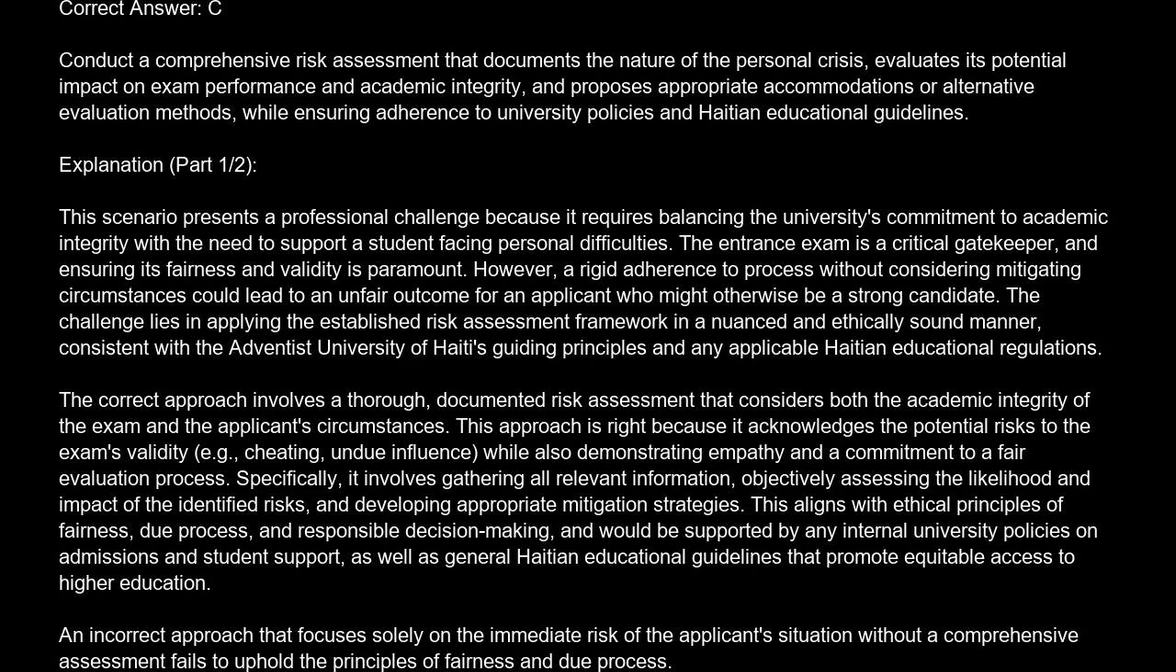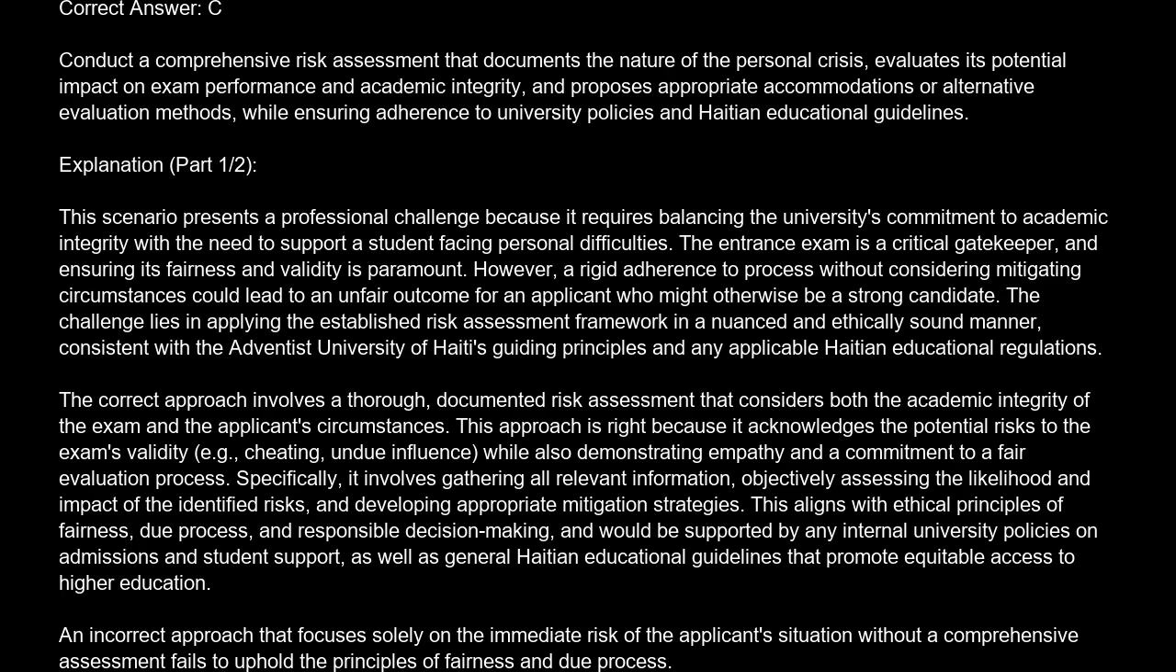The entrance exam is a critical gatekeeper, and ensuring its fairness and validity is paramount. However, a rigid adherence to process without considering mitigating circumstances could lead to an unfair outcome for an applicant who might otherwise be a strong candidate. The challenge lies in applying the established risk assessment framework in a nuanced and ethically sound manner, consistent with the Adventist University of Haiti's guiding principles and any applicable Haitian educational regulations.